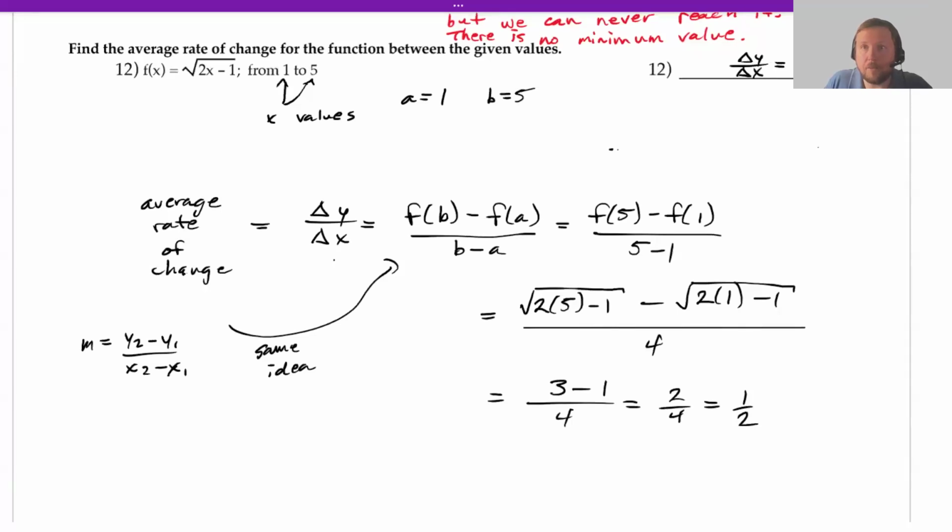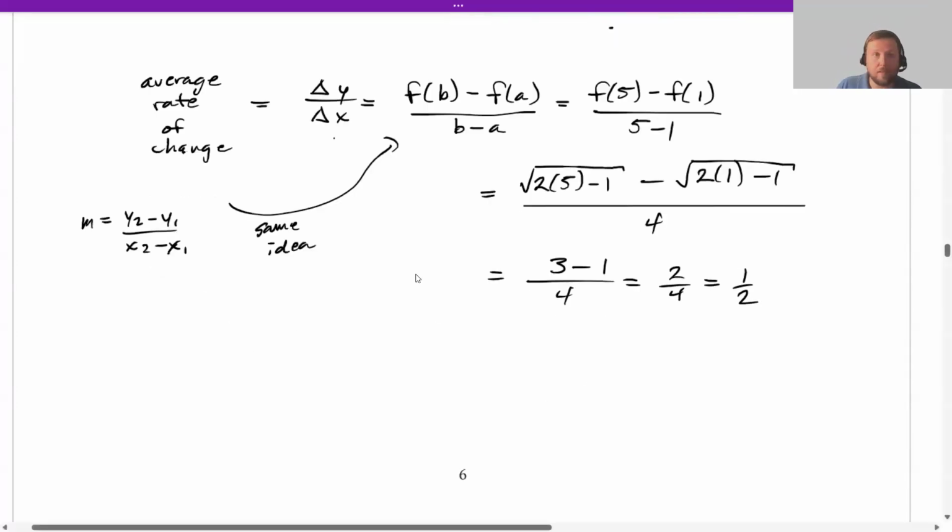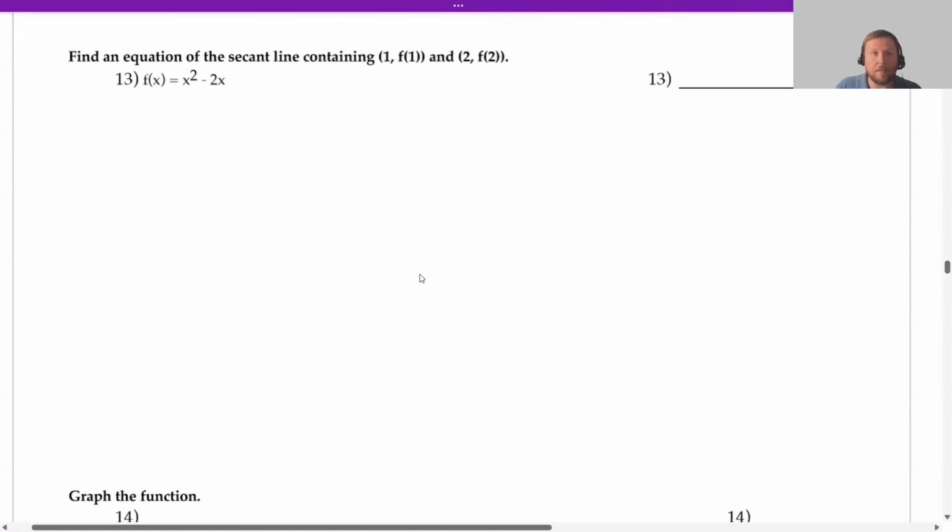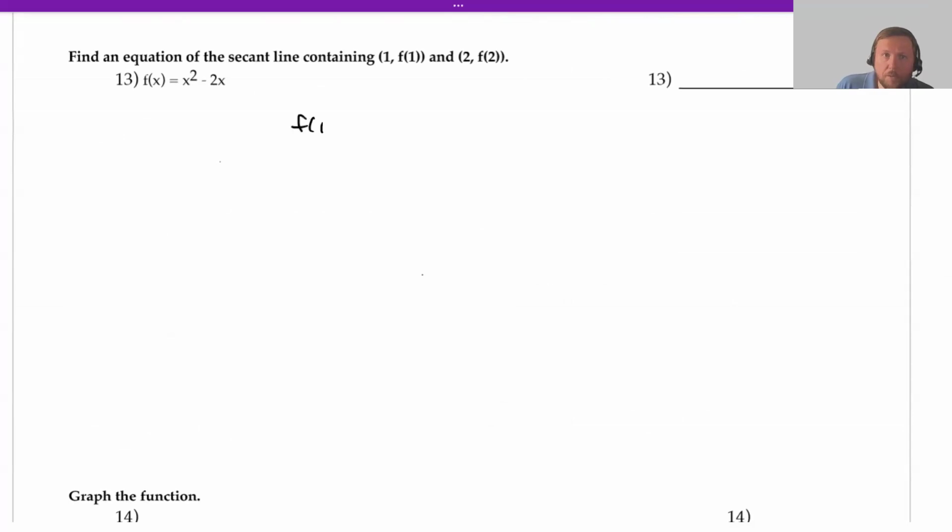I'm happy if you just put a 1/2 up there. Okay. Find the equation of the secant line containing (1, f(1)) and (2, f(2)). Here it's maybe a little bit more useful to compute these ahead of time. So I have 1 minus 2 is -1.